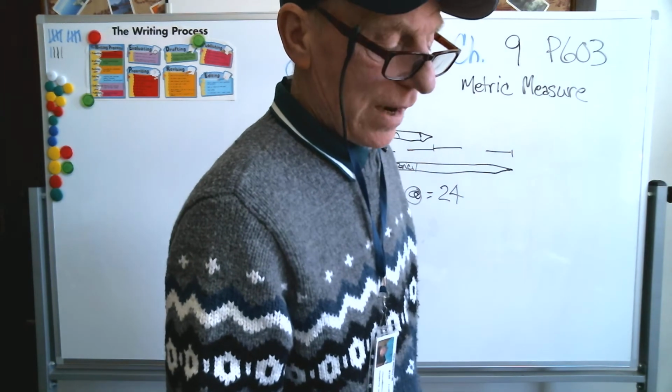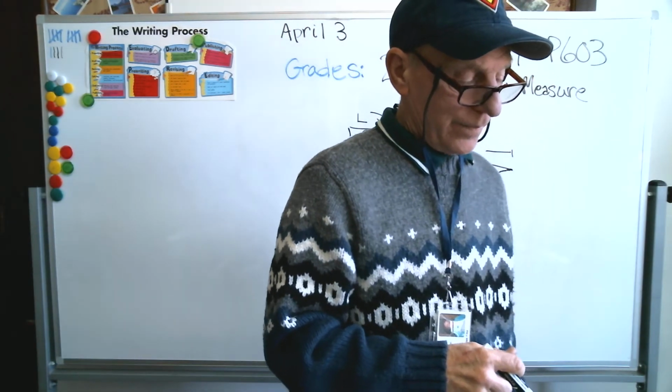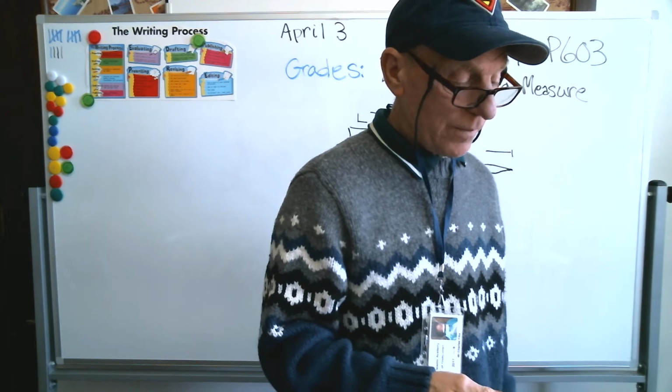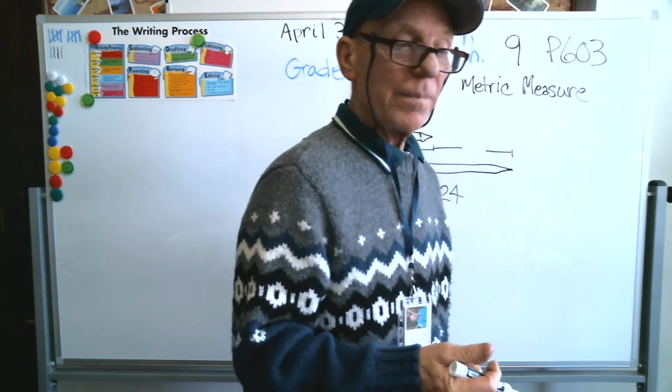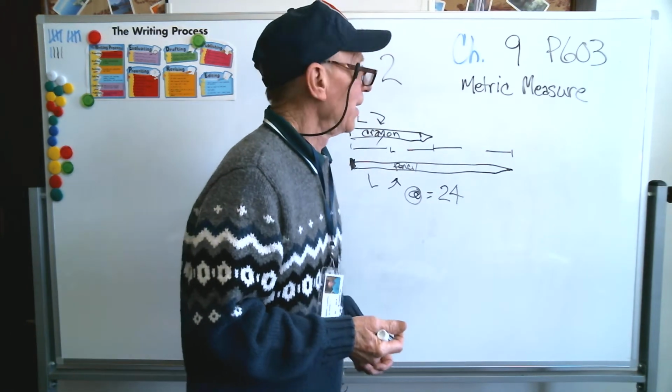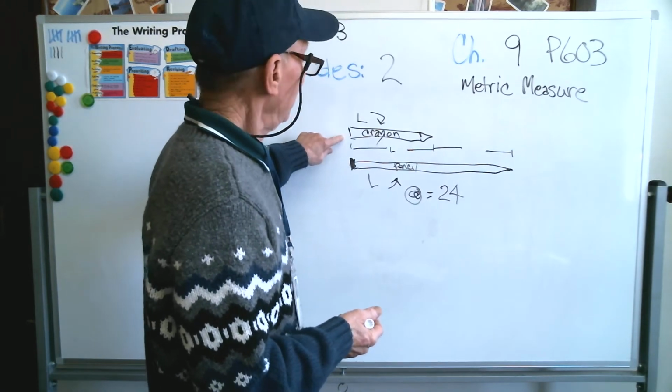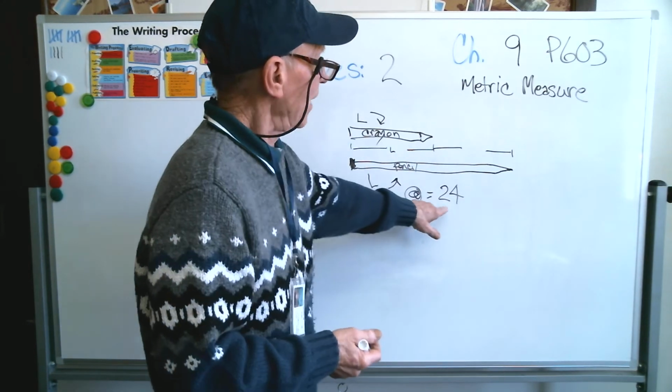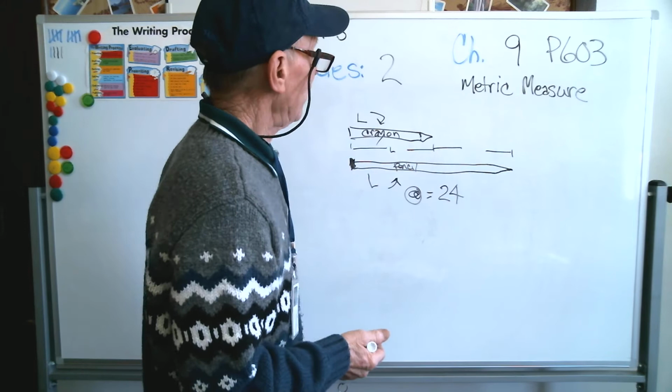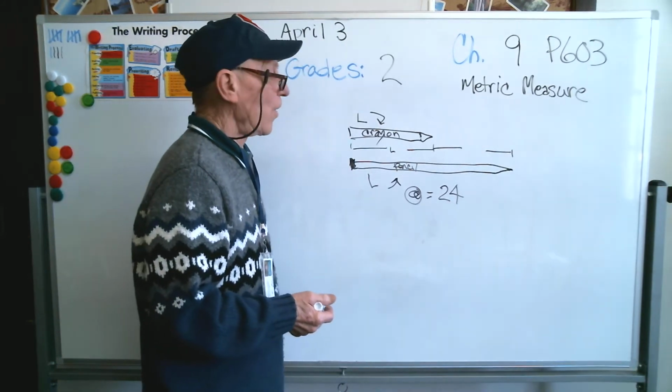So now we've got to figure out what their lengths are. Remember, sum is an addition problem. You're adding the length of the crayon and the length of the pencil, and all together that's going to equal 24 inches.